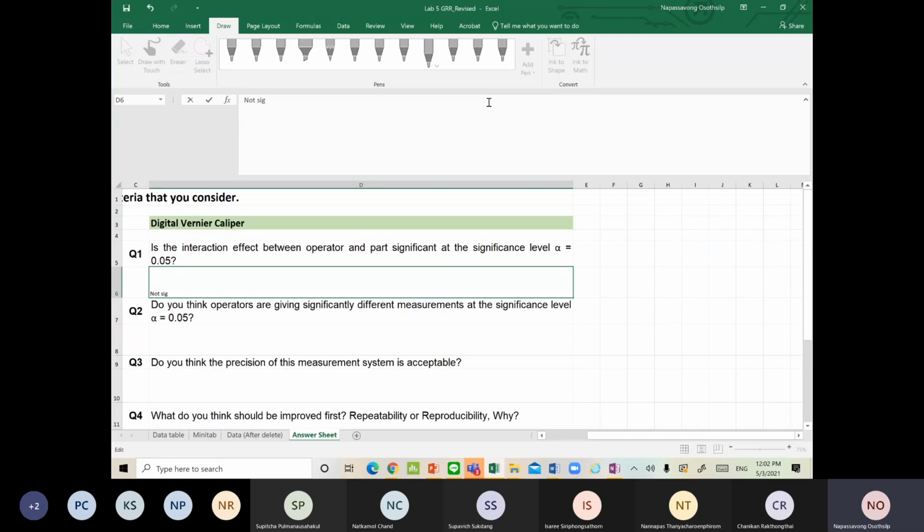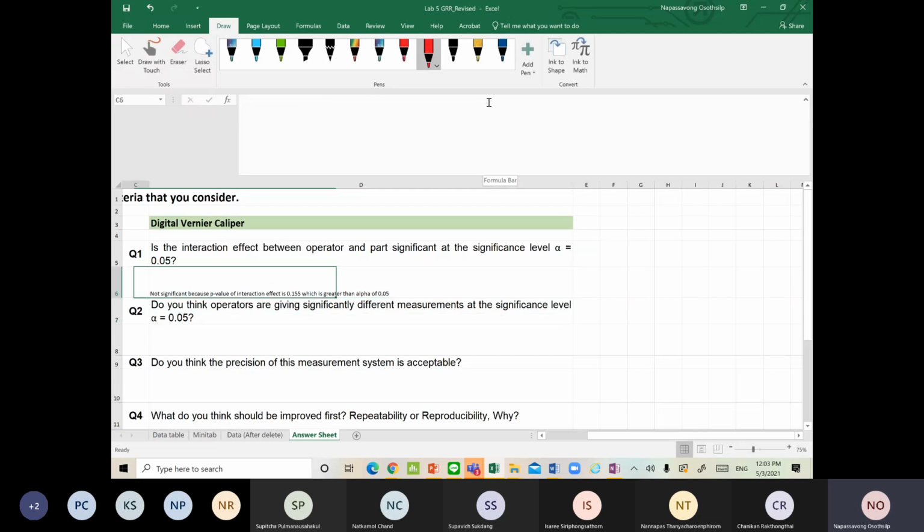You can write it down neatly by yourself. It's not significant because the p-value of the interaction effect is 0.155, which is greater than alpha of 0.05. That is what I expect from you.